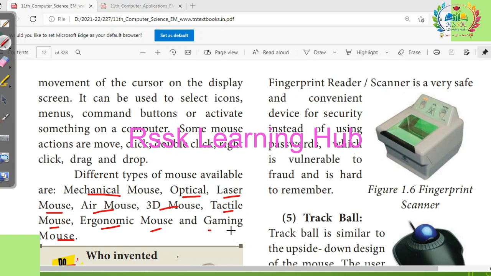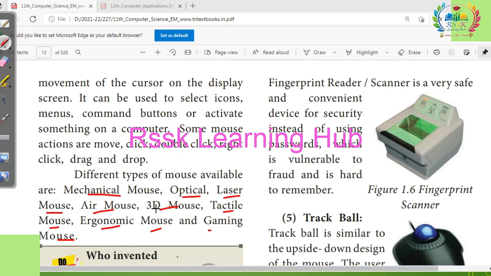Let us see the different functionalities of these mice. A mechanical mouse contains a small ball kept inside, which touches the pad through a hole at the bottom of the mouse. It is an old mouse; you may have seen it 5 to 10 years back. Now coming to the optical mouse, it measures the motion and acceleration of the pointer. The optical mouse has 3 buttons: left click, right click and a center button.